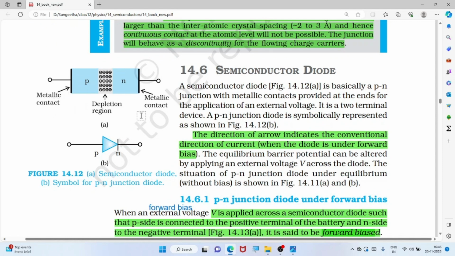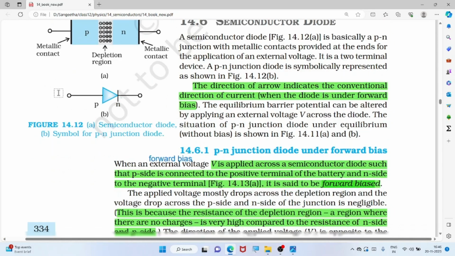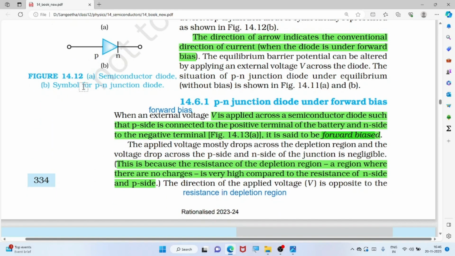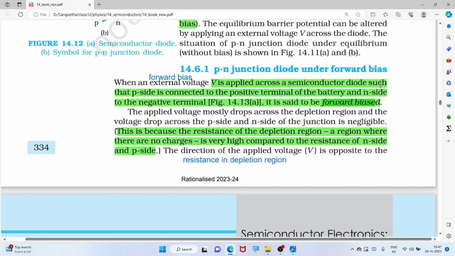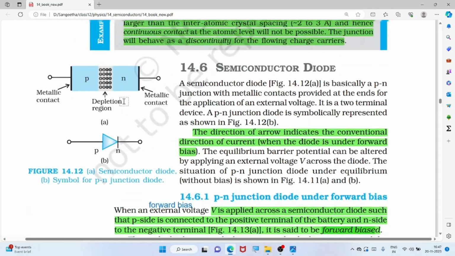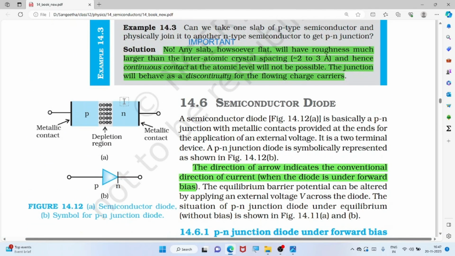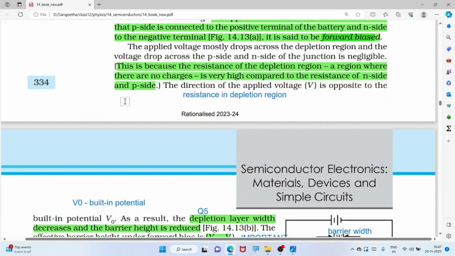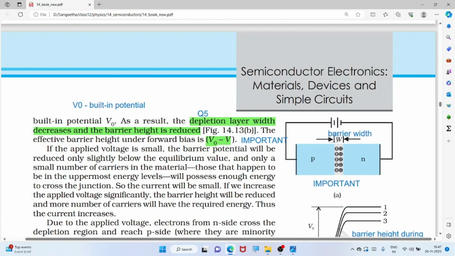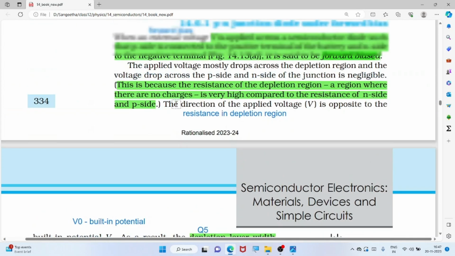Semiconductor diode: this is the diffusion region, n side, p side. These are the symbols of the diode, the p-n junction, with the direction of the conventional current. Forward bias: what is forward bias? The p side is connected to the positive terminal of the battery and the n side is connected to the negative terminal of the battery. So p side positive and n side negative, this is forward bias.